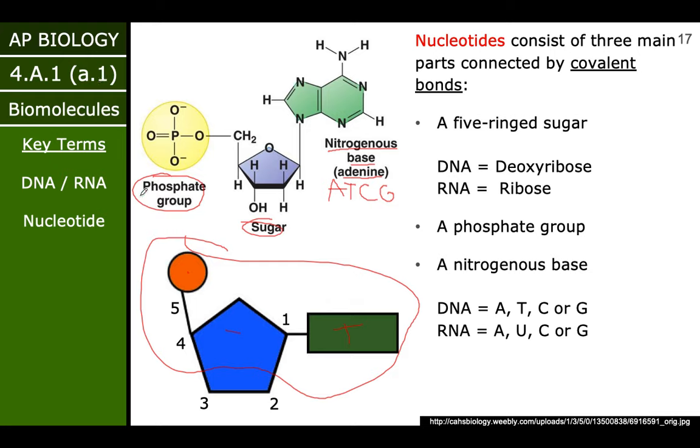Now, DNA is going to have A, T, C, or G: adenine, thymine, cytosine, or guanine. RNA, however, does not have thymine. Instead, it has uracil. So uracil is unique to RNA, and so if I ever showed you a nucleic acid that had a bunch of letters, you should be able to tell me whether it is RNA or DNA. Because if it's RNA, that means it probably has a U in there somewhere, and if it's DNA, it probably has a T in there somewhere.